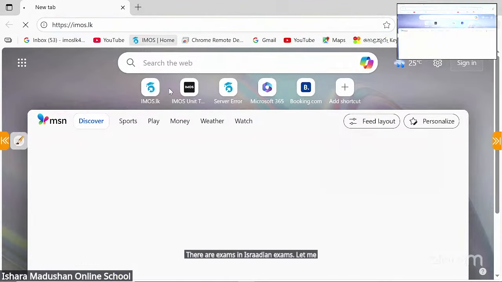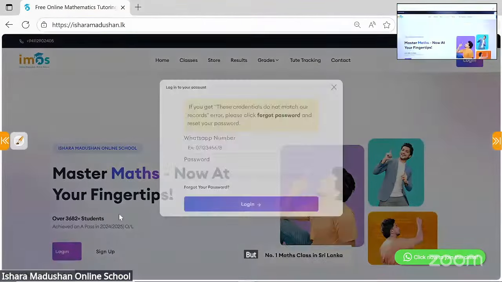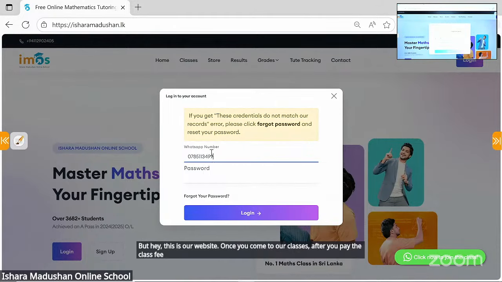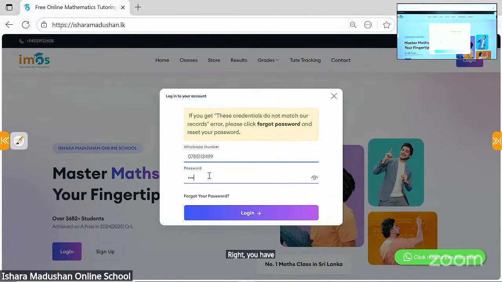Let me show our website. Putha, this is our website. Once you come to our classes, after you pay the class fee and everything, you have to create an account in my website from the WhatsApp number that you have sent us the receipt.